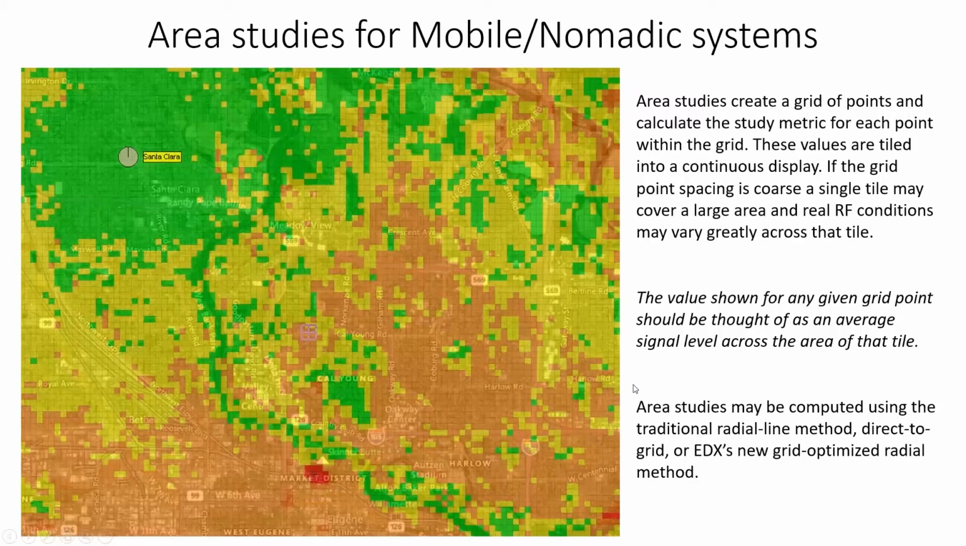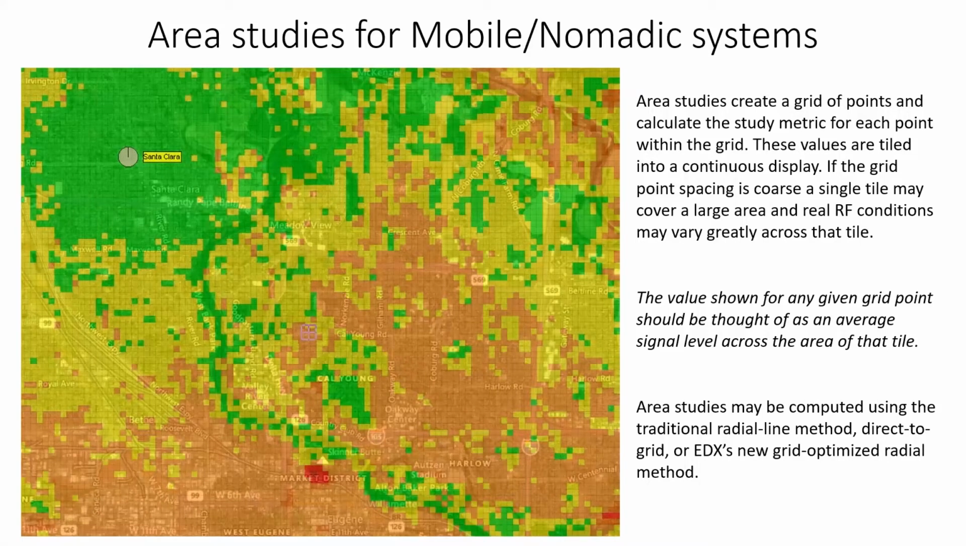One point I wanted to make while we talk about these area studies is that in previous versions of SignalPro, there were two ways to do an area study. You could do the radial-line method, or you could do the direct-to-grid method, and that's set up in the study options themselves for the area study. The radial-line method does just what I just described. We make radials at each compass direction around the site, and then the grid results are built from those radials. And the nice thing about that is that it's a nice, fast, efficient way to get results for each of those grid points.